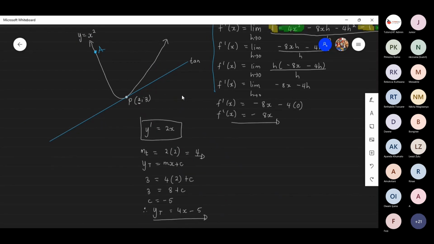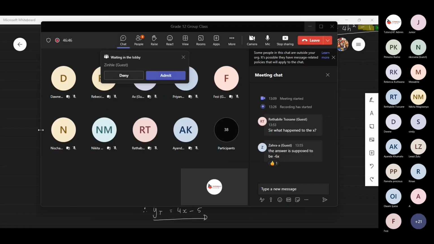Now that is the equation of the tangent at our point P for the graph y equals x squared. So before we move on to question 7.1.2, does anyone have any questions relating to how we found the equation of the tangent?